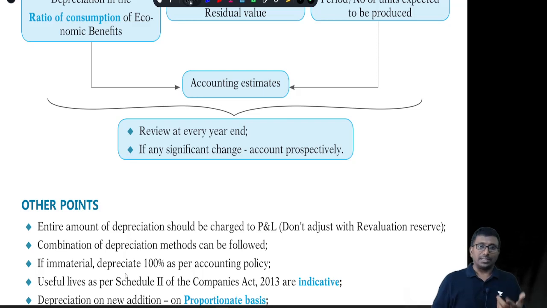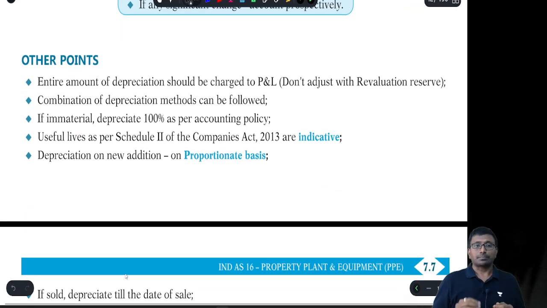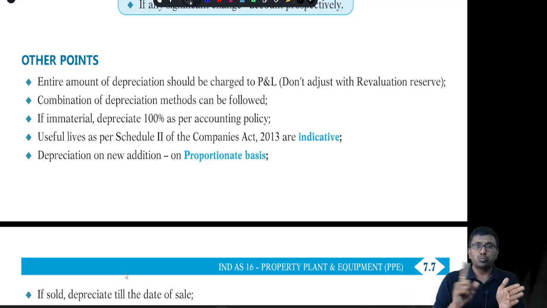Next, depreciation starts from the day the asset is ready to use, not put to use, ready to use. Depreciate till the time of disposal, derecognition. First you have to calculate the depreciation. After calculation of depreciation, the book value will come. That book value should be considered for your profit or loss.